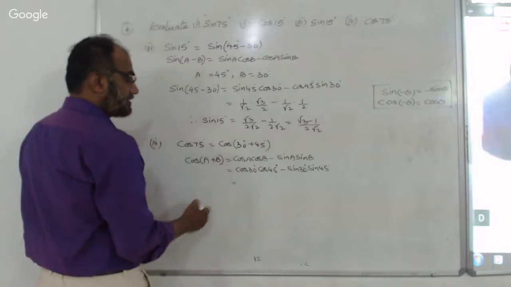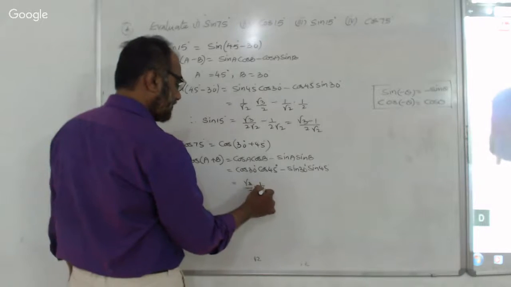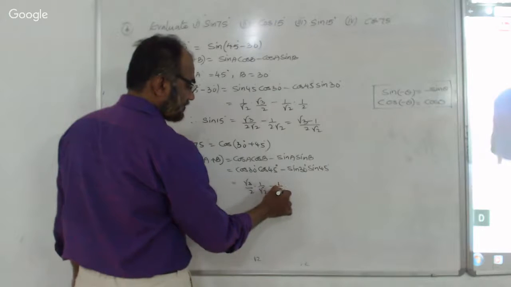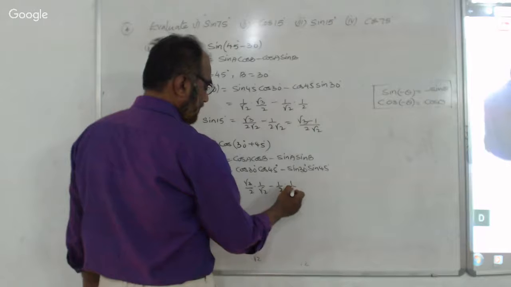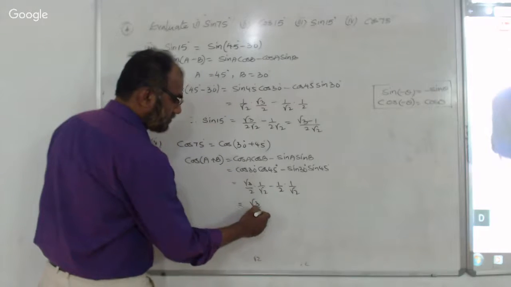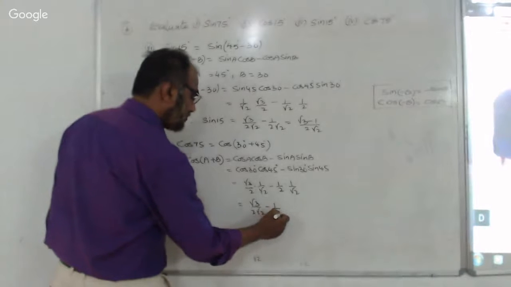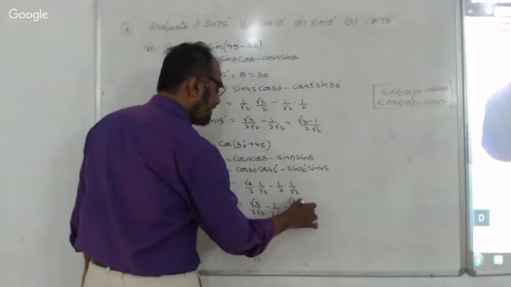Cos 30 is root 3 by 2. Cos 45 is 1 by root 2. Sin 30 is 1 by 2. Sin 45 is 1 by root 2. So this comes to root 3 by 2 root 2 minus 1 by 2 root 2, which is root 3 minus 1 by 2 root 2.